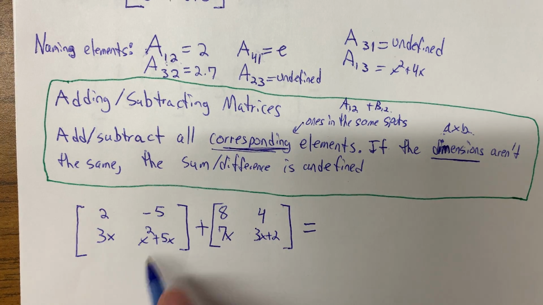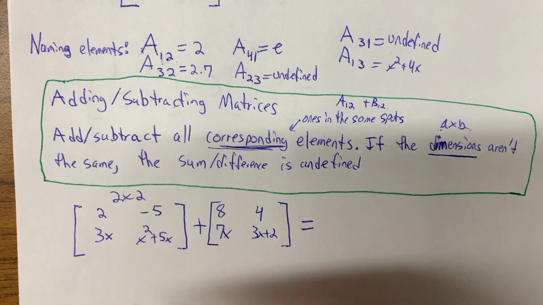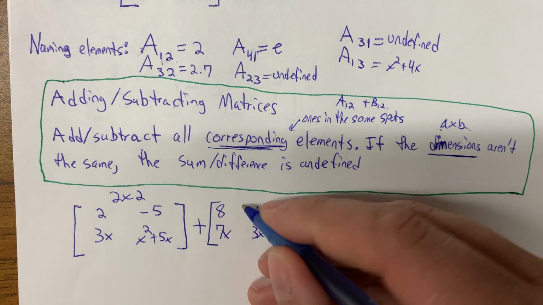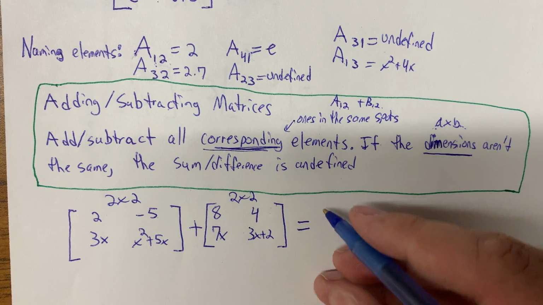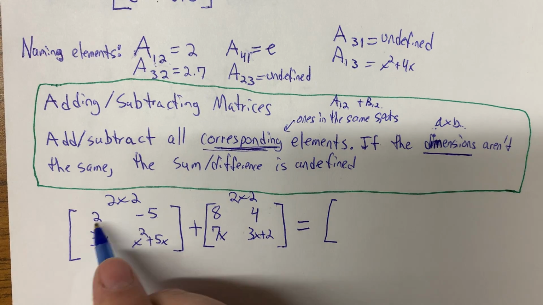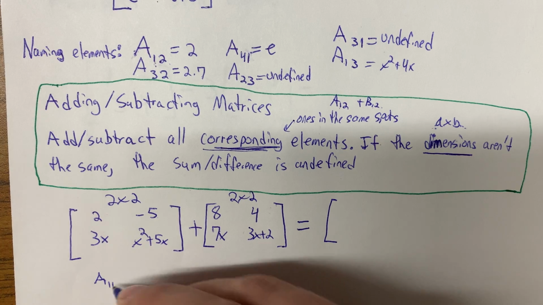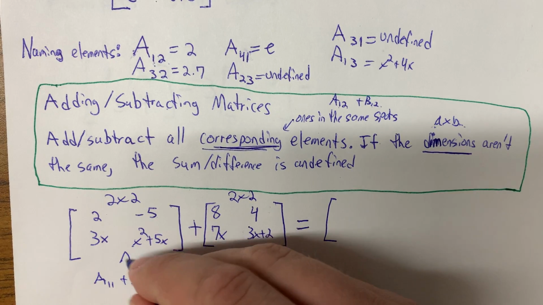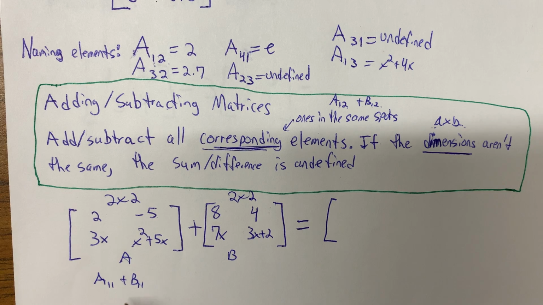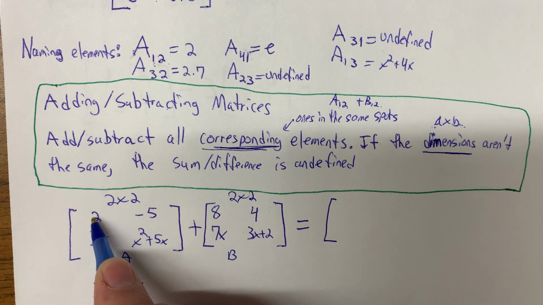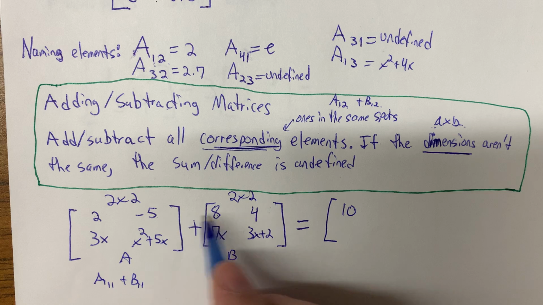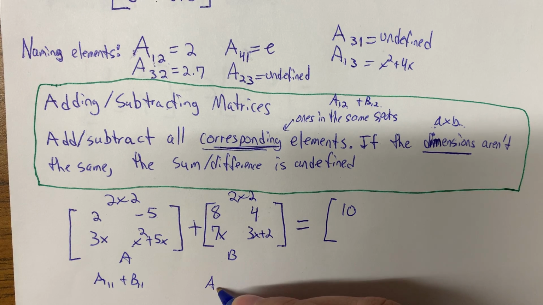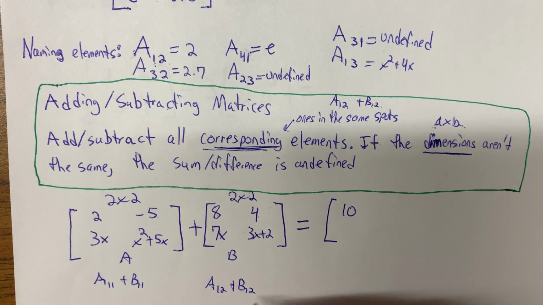What are the dimensions of this matrix? This is a 2 by 2 matrix. What are the dimensions of this second matrix? Well, this is also a 2 by 2 matrix, and if they have the same dimensions, you are able to add them. So let's look at how it works. We're going to add, if this is matrix A and this is matrix B, the corresponding elements. A11 plus B11, the first row, first column plus the first row, first column, and that's 10. Then we'll add the first row, second column with the first row, second column. This is A12 plus B12.